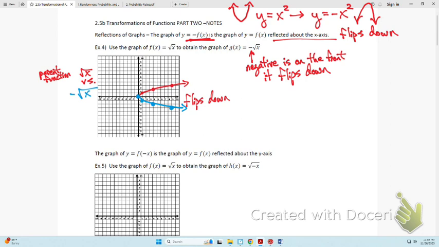All right, things change on number 5. The negative is inside the function. This flips it another direction. It reflects it over the y-axis. I write flips left. So you can say reflected over y, or you can say flips left.